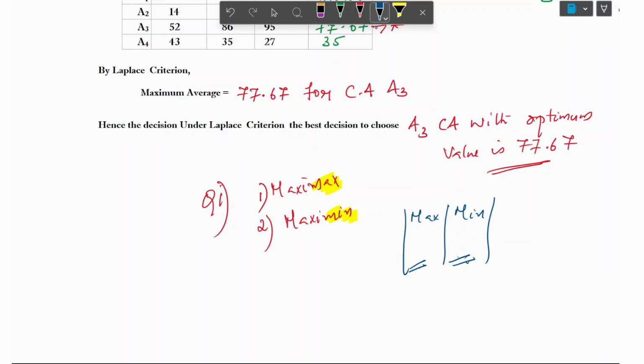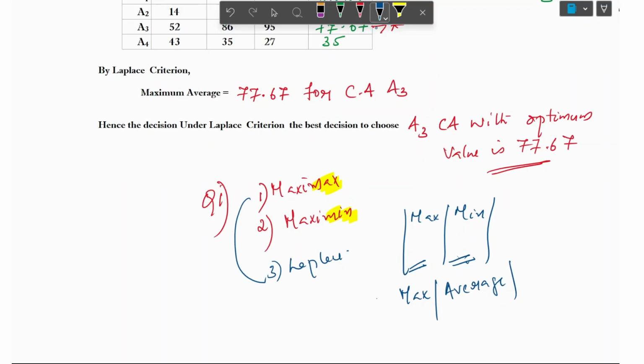Suppose they're asking you Maximax and Laplace criterion. Then the extra columns are, first, a maximum column, and next an average column. Calculate the average and do it. That means you can combine the tables and solve it. Therefore, this is the way you are going to find the best decision by different criteria under uncertainty.